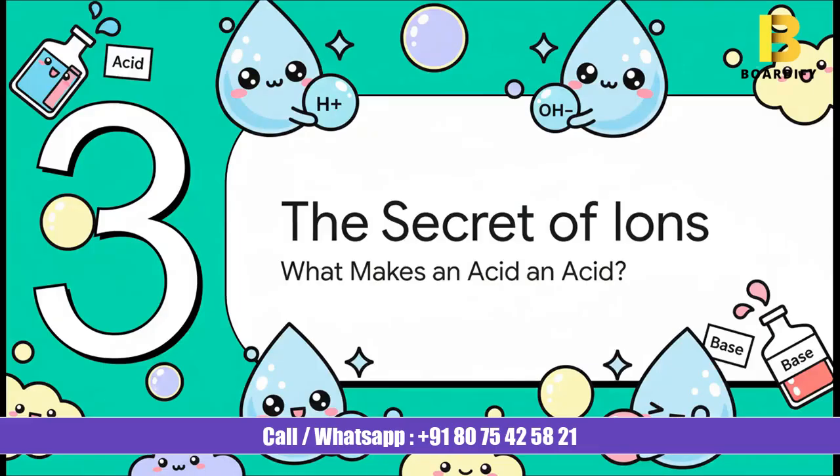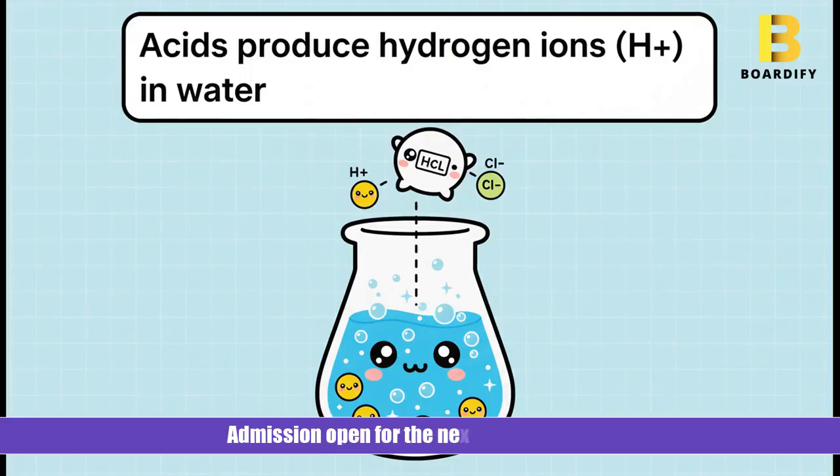But why do they behave this way? What makes an acid an acid? The secret isn't the whole molecule. It's about tiny charged particles they release in water. We call them ions. Here it is, the one thing all acids have in common. When you dissolve them in water, they release hydrogen ions, H+ ions. This little guy is the reason for everything. The sour taste, the reaction with metals, all of it.